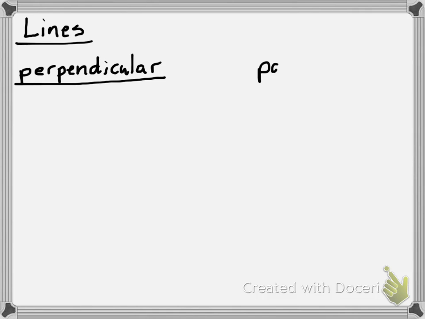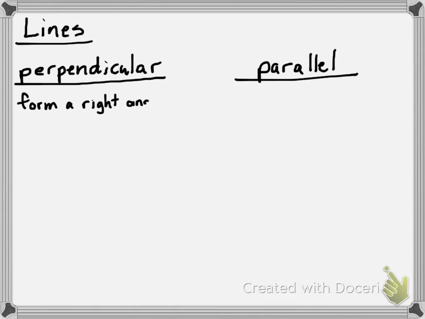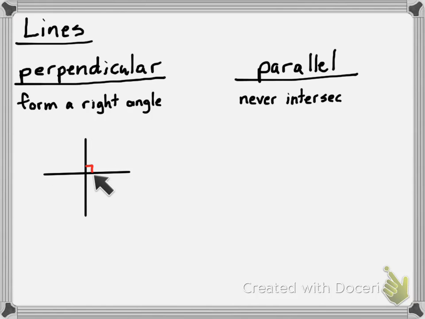Okay, now we need to talk about lines for a minute before we get back into some more angles. Okay, perpendicular and parallel. Okay, most of us already know what these words mean, but we need to make sure everybody's on the same page. Okay, perpendicular lines form a right angle. Okay, so this is like a T. They make a right angle. Okay, parallel lines never intersect. They never touch each other because they have the same slope or the same angle.